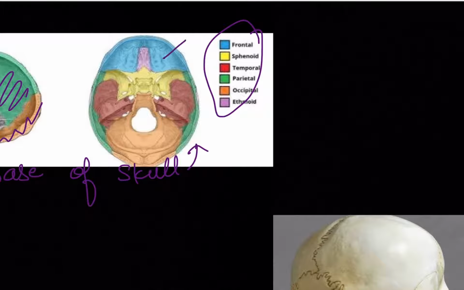You see this blue part, this is the frontal bone, right? This is the ethmoid bone. Can you see this pink part? This is the sphenoid bone, which is present right behind your nose. This is the thing which I was talking about, a butterfly shaped bone. Can you see this? Doesn't it look like a butterfly?